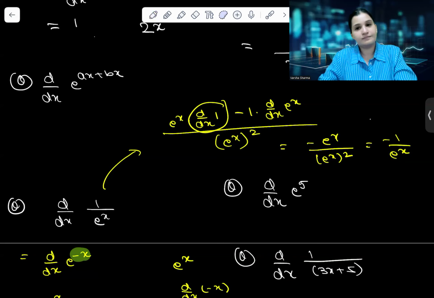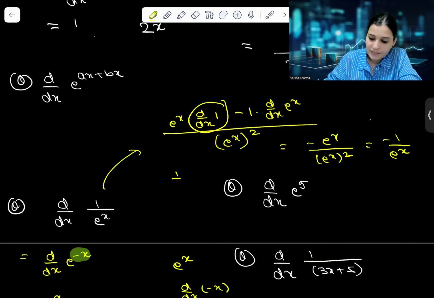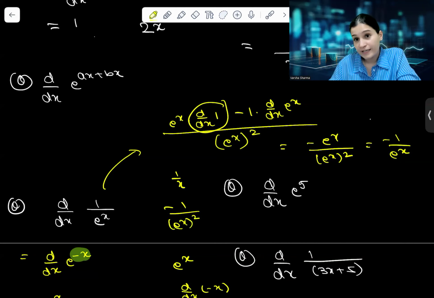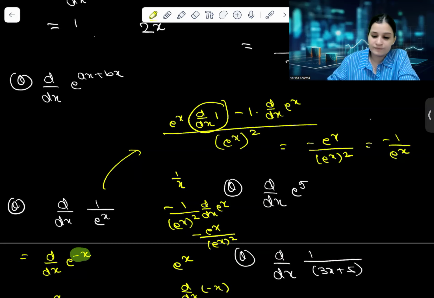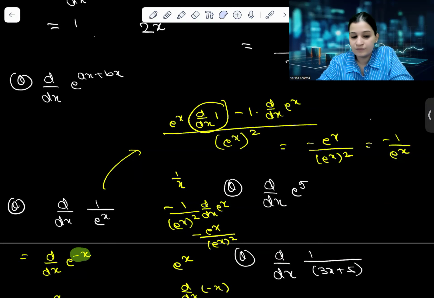Ma'am, what if we treat e power x as x? Yeah, fine, no problem. Treat it as 1 by x, so it becomes minus 1 upon x square. Instead of x, we have e power x. So by chain rule, we need to multiply the differentiation of e power x. So minus e power x upon (e power x) whole square. Same thing, e power x gets cancelled. Is it okay? Everybody clear, guys?